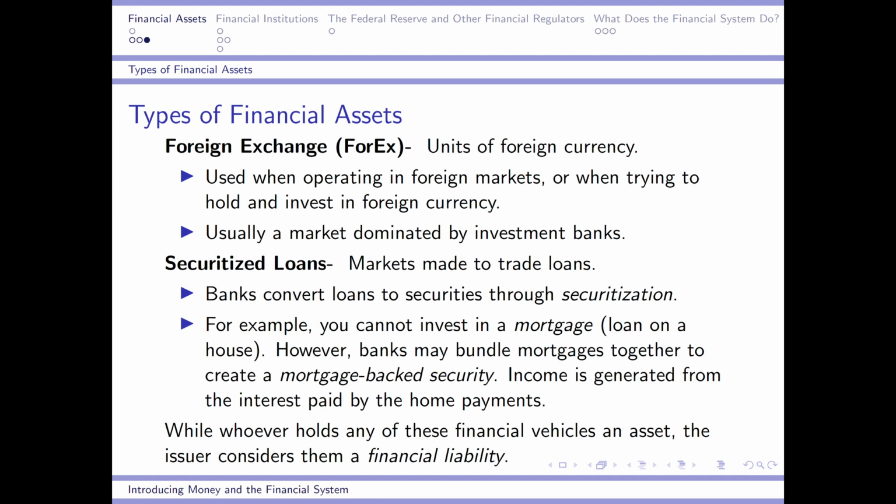And then finally, just to complete this picture of these different types of financial assets, anyone that holds them considers it an asset. So any stock that I own is an asset. However, for everybody that considers it an asset, somebody else, the issuer, has to consider it a financial liability.